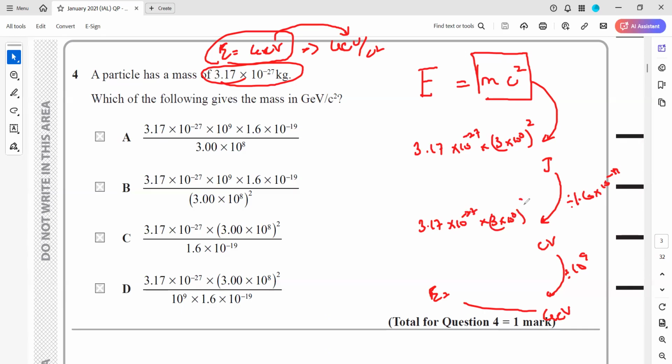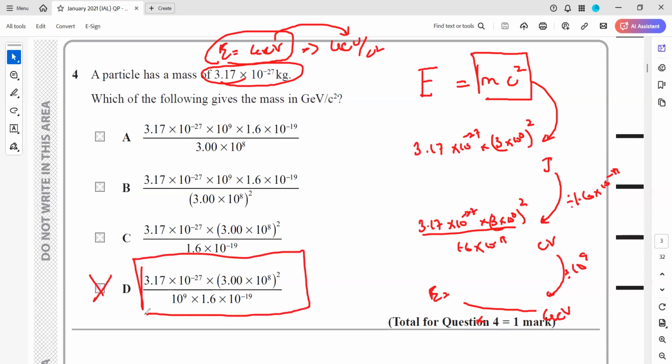Then I divide it. So this will become 3.17 into 10 to the power minus 27 times 3 into 10 to the power 8 square divided by 1.6 into 10 to the power minus 19. This will give electron volt. Then electron volt to giga electron volt, this whole I will divide by 10 to the power 9. That's why it matches with option D. And this value is actually giga electron volt, but it is also equivalent to giga electron volt per c square. Like let's say this is 20, so it will be 20 giga electron volt per c square.